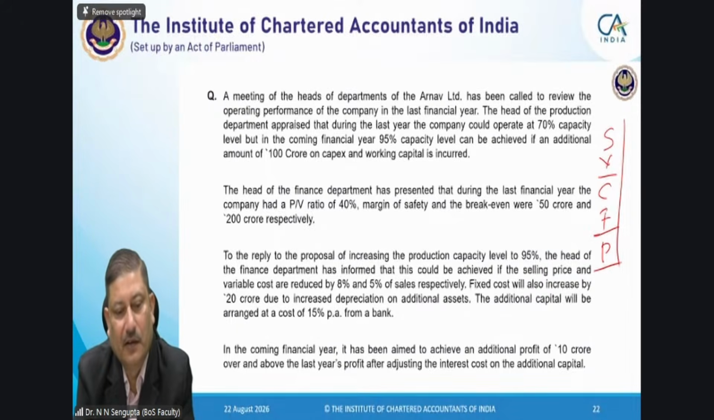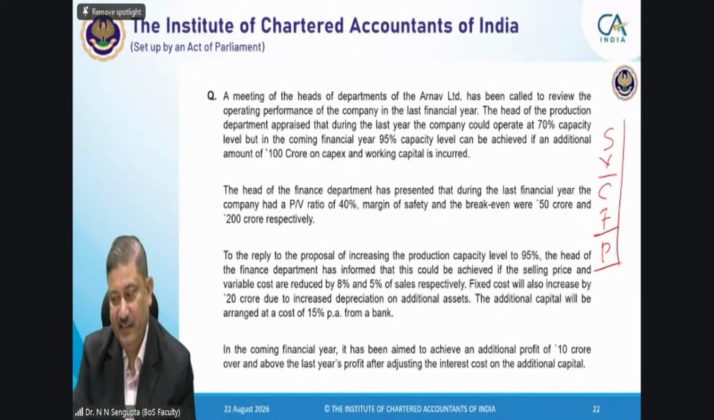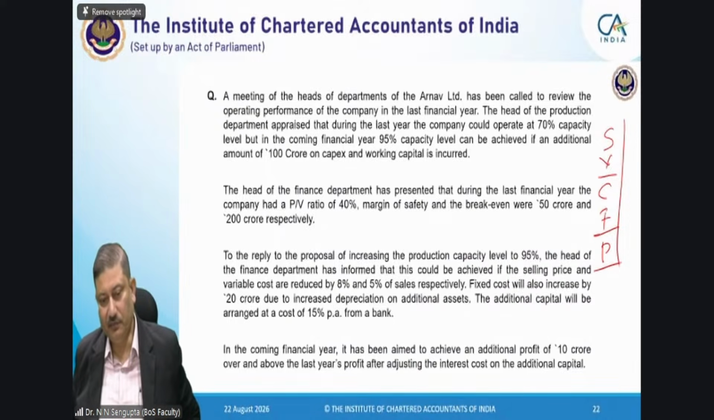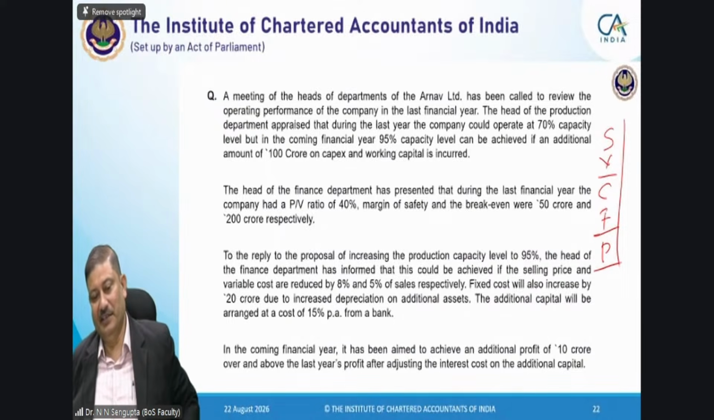Okay. So what is the question? A meeting of the head of departments of Arnab Limited has been called to review the operating performance of the company of the last financial year. So the head of production department apprised that during last year, the company could operate at 70% capacity level. But in the coming financial year, in the next year, they can operate at 95% capacity level.